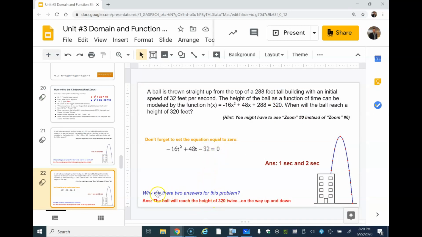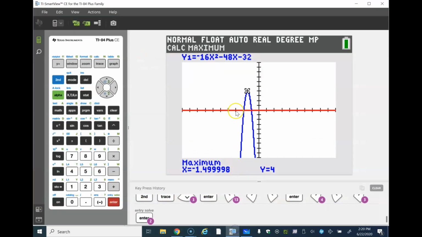In this case here, you will probably see 2 answers for this problem. You'll see 2 answers because, again, we see it hitting the ground this way and hitting the ground this way.